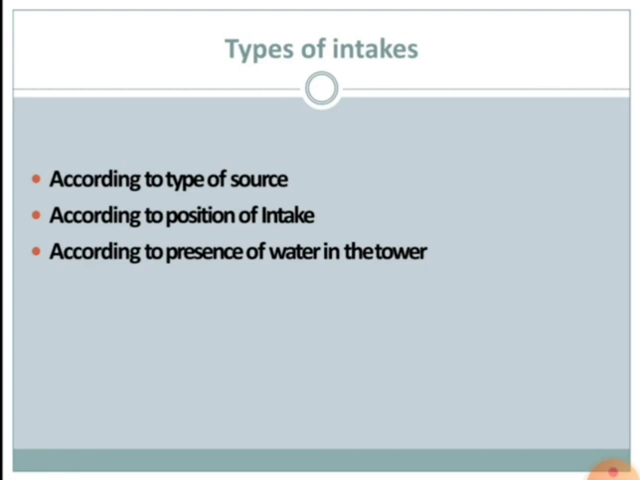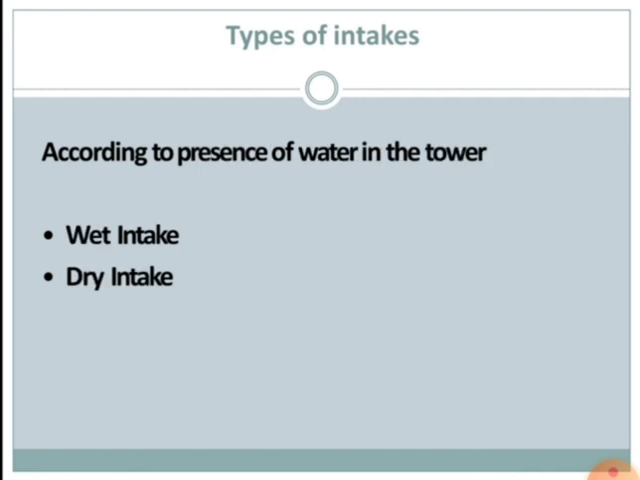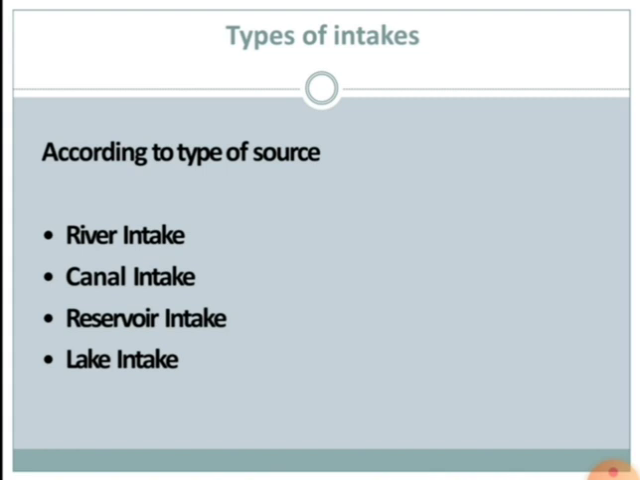And then based on the position of the intake, so where the intake is located, it may be a submerged intake or an exposed intake. Again, it can be classified based on the presence of water in the tower. So the intake tower may be a wet intake or a dry intake, based on presence of water inside the intake tower. So these are the three classifications under which we classify the intakes. One is based on the source, secondly based on the position of the intake, and third based on the presence of water in the tower.